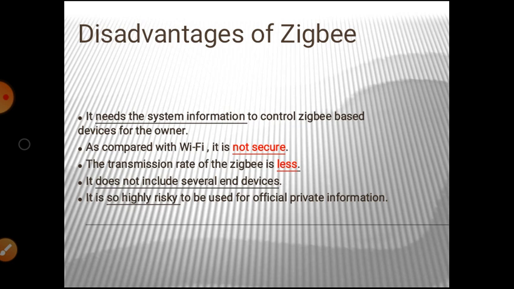Next, disadvantages of ZigBee. It needs the system information to control ZigBee based devices for the owner. As compared with Wi-Fi, it is not secure. The transmission rate of ZigBee is less. It does not include several end devices. It is highly risky to be used for official private information. These are the disadvantages of ZigBee.